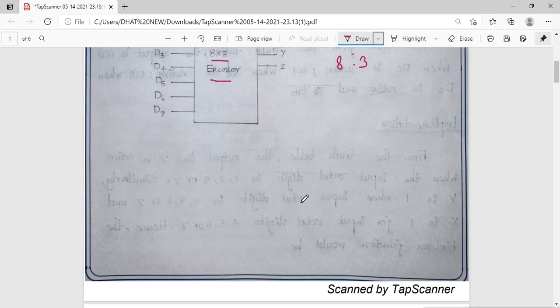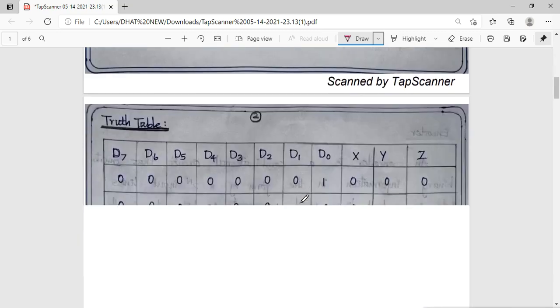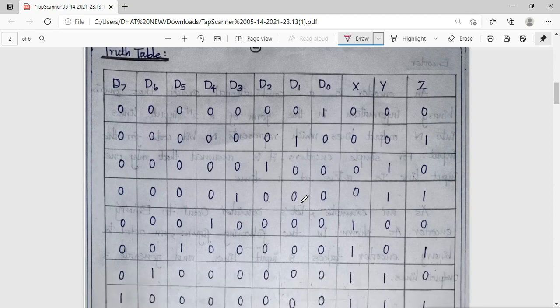Then we will see the truth table for the encoder. D0 to D7 are the input lines, and X, Y, Z are the output lines. The binary representation of Z is 1, Y is 2 and X is 4. Now if D0 is enabled, we get no output from X, Y, Z. If D1 is enabled, we get output from Z. If D2 is enabled, we get output from Y. And D3 enabled gives output from both Y and Z.